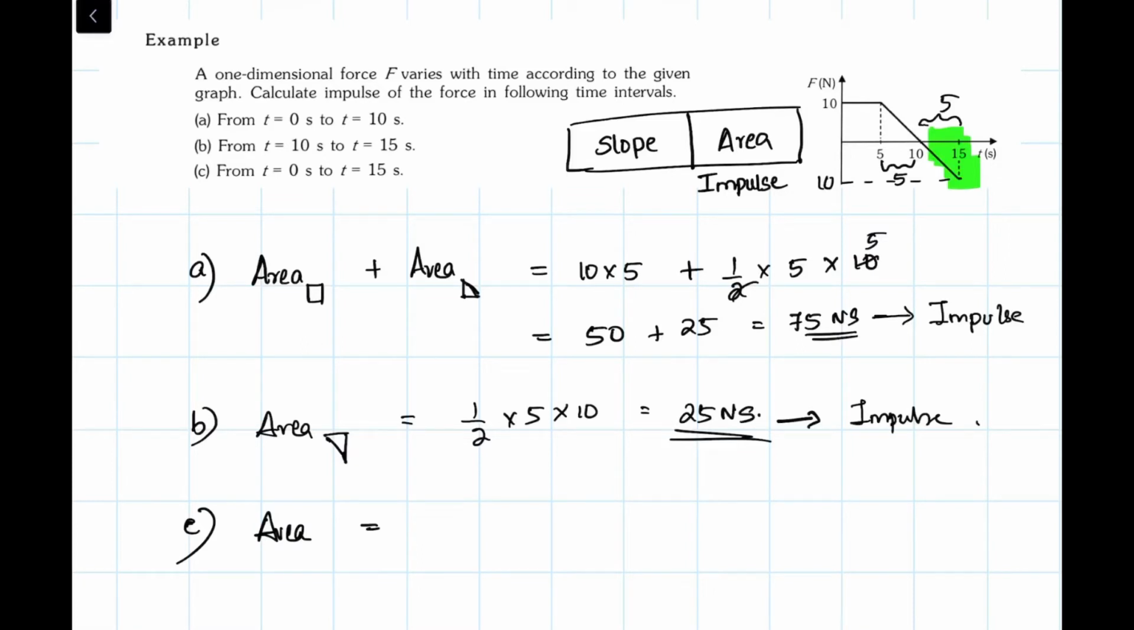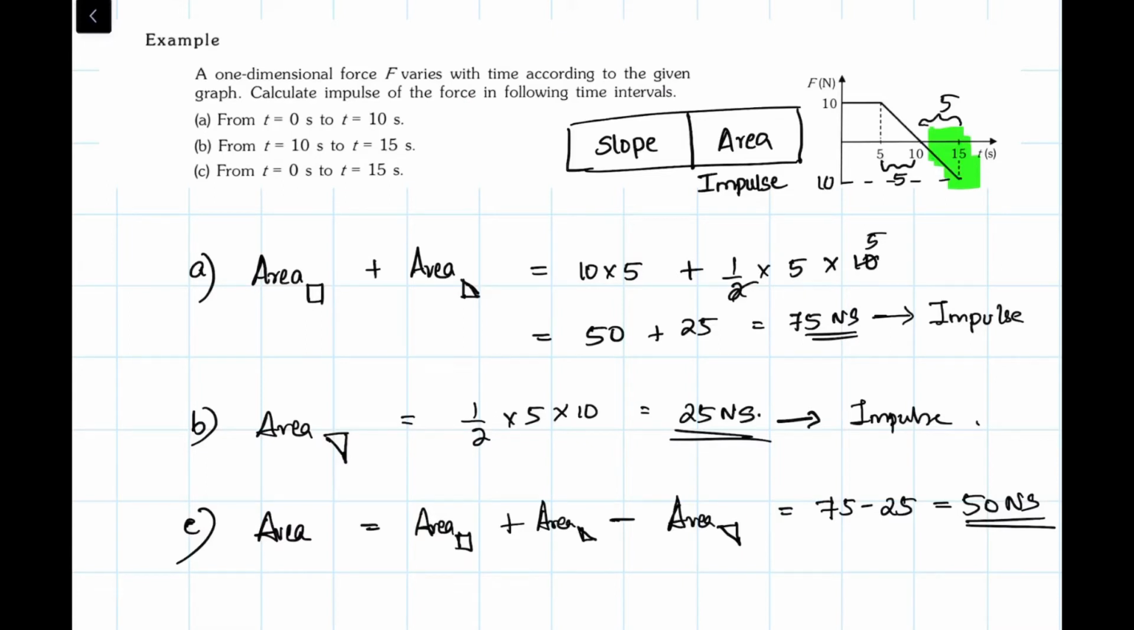So finally, once you calculate the total area, what do we have to do? The area of the square plus area of the triangle. Which triangle? The upper triangle, minus area of the lower triangle. That gives you 75 minus 25, which will be equal to 50 Newton seconds. So this is an easy question, but I took it to give you the concepts or the significance of the area as well as the slope.